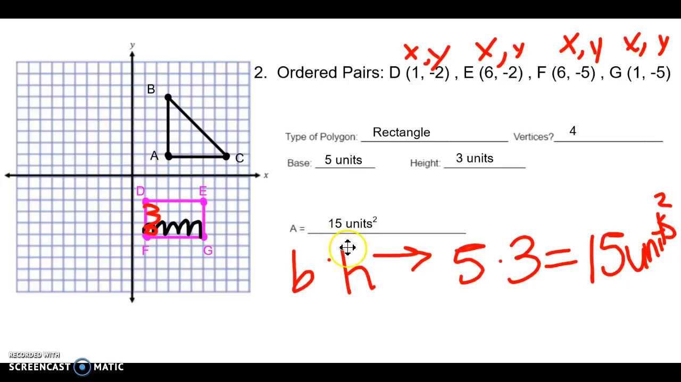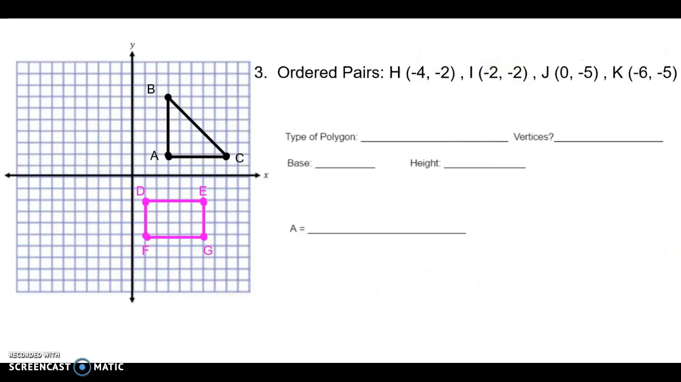And you are just going to go ahead and plug that in into your area formula, which we're talking about area equals 15 units squared. Our last example, number 3, before I send you off to work in partners, are the ordered pairs here: point H, point I, point J, and point K.